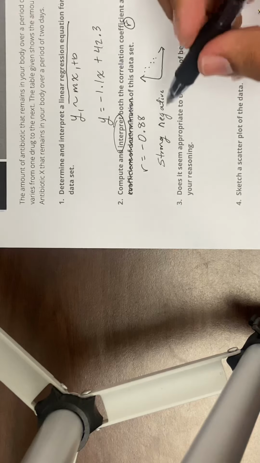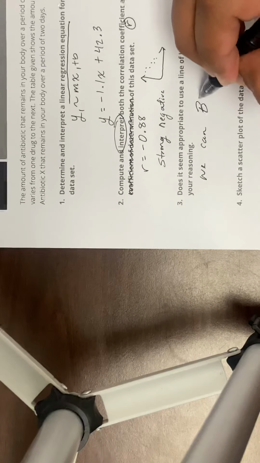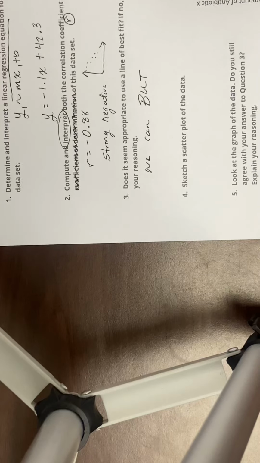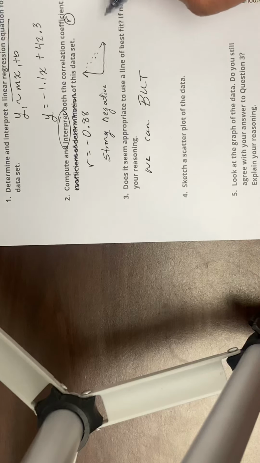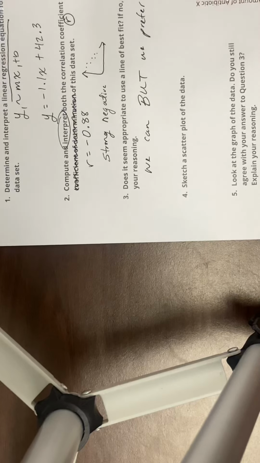Does it seem appropriate to do the line of best fit? We can, but we want a super strong. We put a big but, not the butt, you know, like the ugly butt. Just kidding. We can, but we prefer super strong.